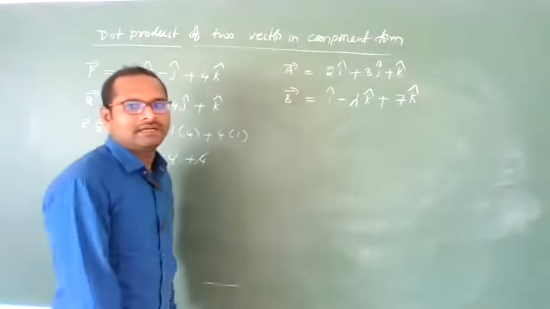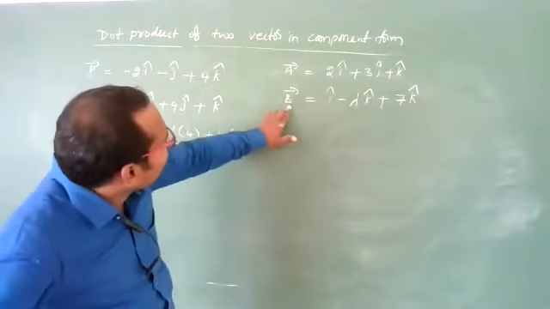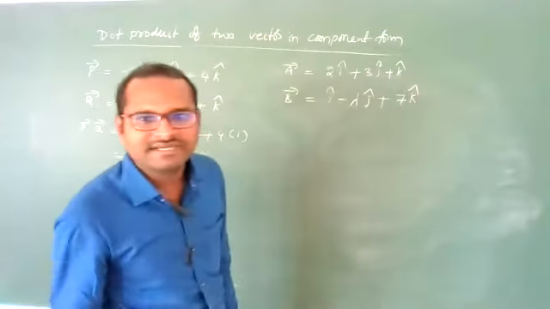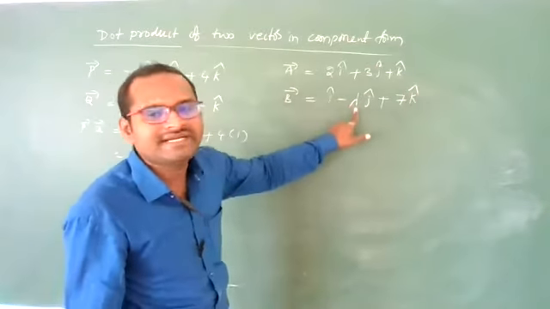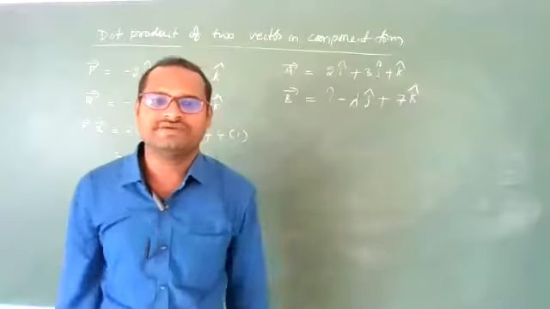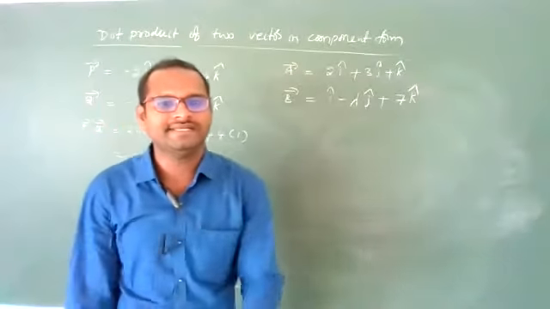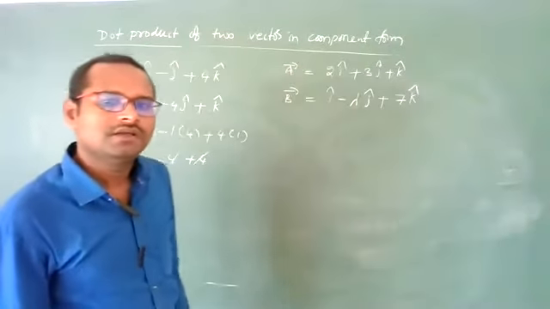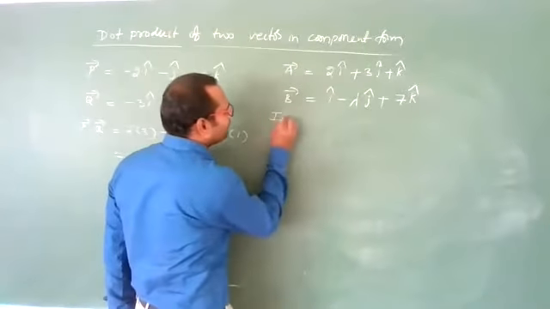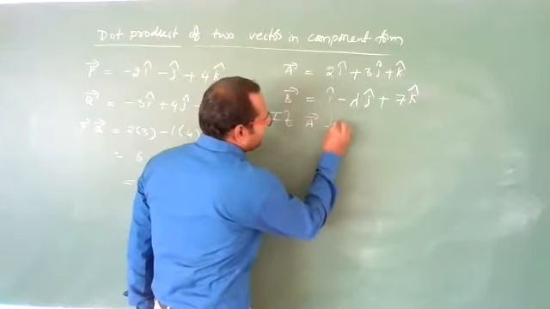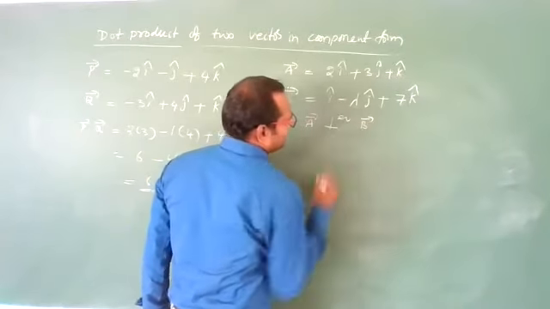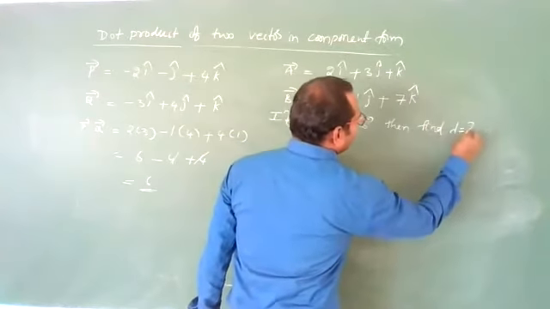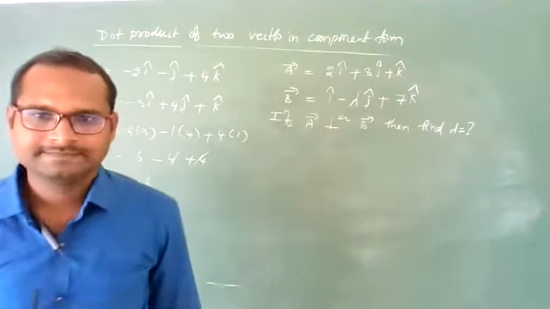Now, like this is given. In the second vector, the j cap coefficient is something unknown, which is not known to us. Something lambda, which is an unknown quantity, but a variable. Now there is a question: if a bar is perpendicular to b bar, then find the lambda value. Find lambda.